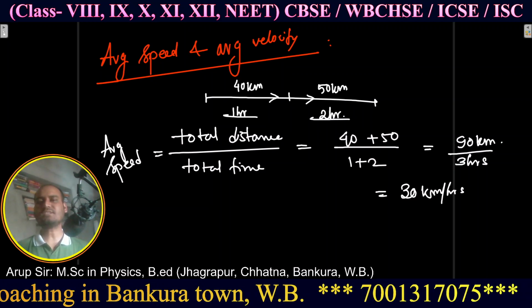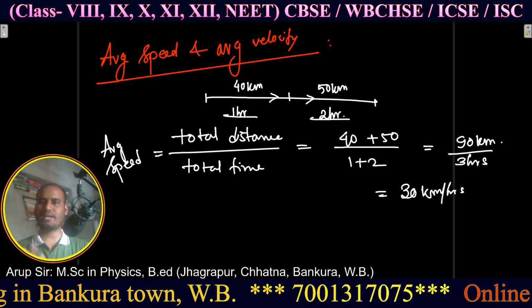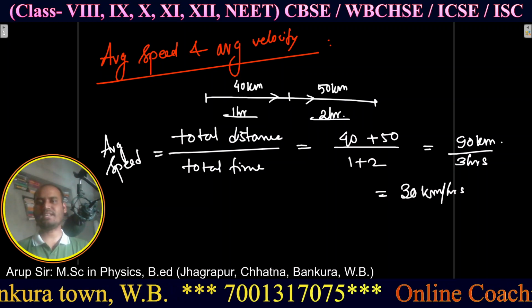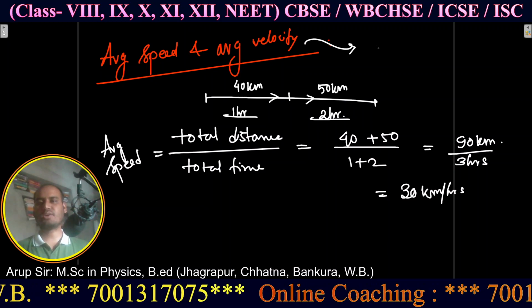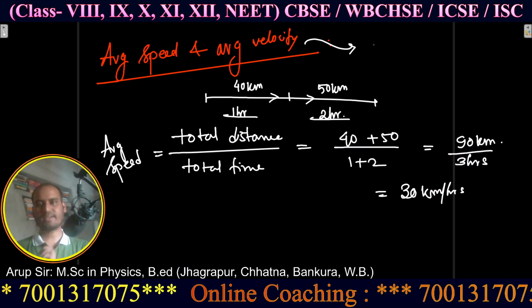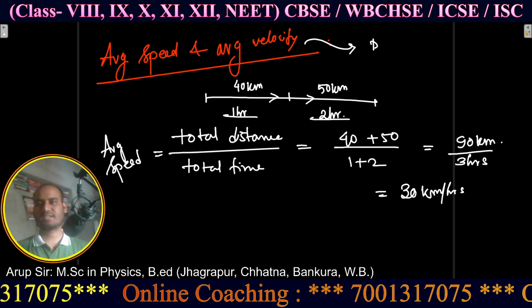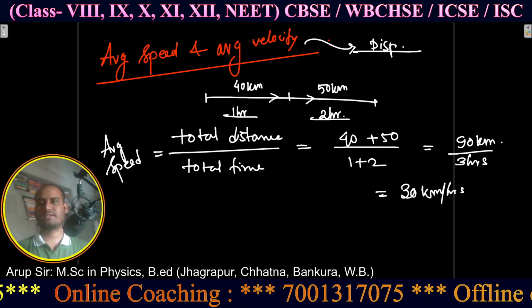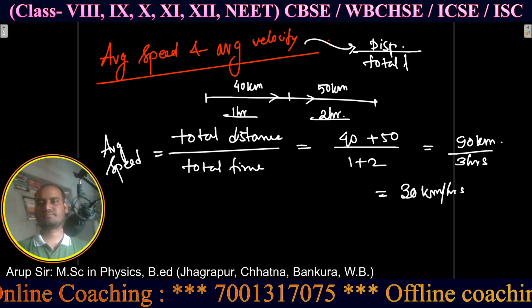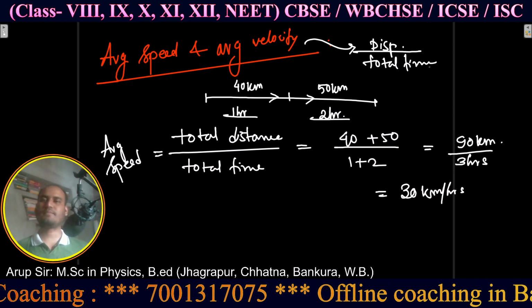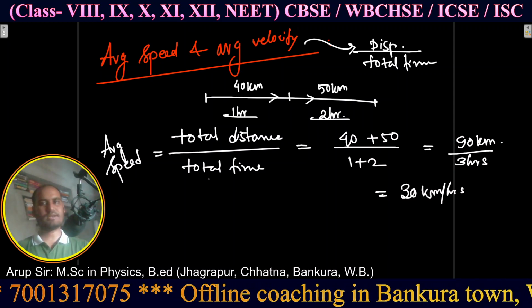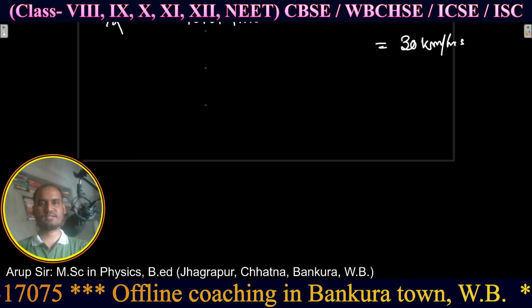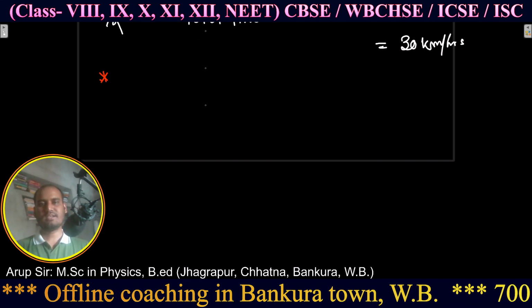Okay. So this is how speed can be calculated. Similarly, for average velocity, what is the formula? For average velocity, the formula is displacement by total time. Displacement by total time. Now let's come to some problems on average speed and average velocity, right?